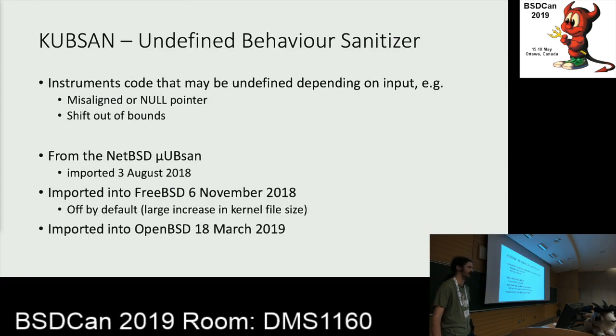Luckily, NetBSD has the micro UBSAN. This is a very minimal implementation of the undefined behavior sanitizer runtime. It was imported last year into NetBSD, and then I decided that looks quite good, I'll do the same in FreeBSD. And so I did this. It was around BSDCan last year, at the Cambridge Developer Summit. The only problem is it does increase the size, so we do leave it off by default. It does make the kernel about 128 meg for the old file for generic. And OpenBSD imported this year.